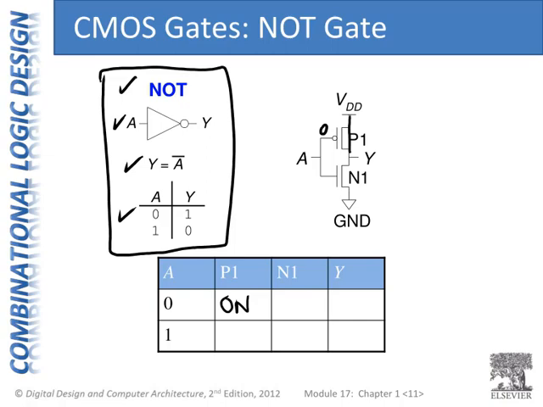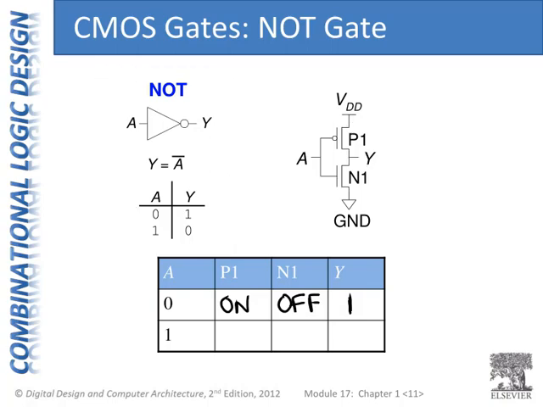When A is 0, again, on our NMOS transistor, well, NMOS is off if it has a 0 on its gate. So now we only have a connection between VDD and Y. And so Y, in fact, is pulled up to 1, or to VDD. So now we can observe the other possibility for the input.